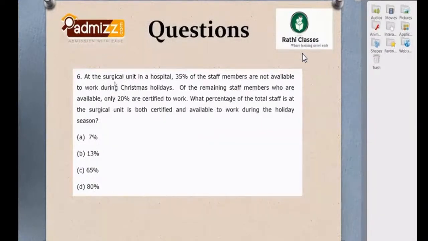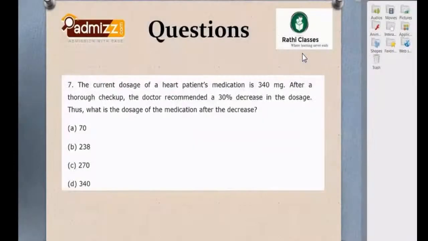Moving on to the next question. The question is given something like this. The current dosage of a heart patient's medication is 340 mg.